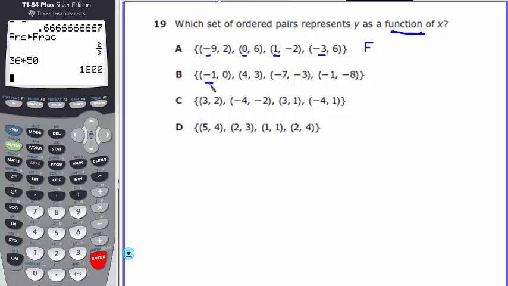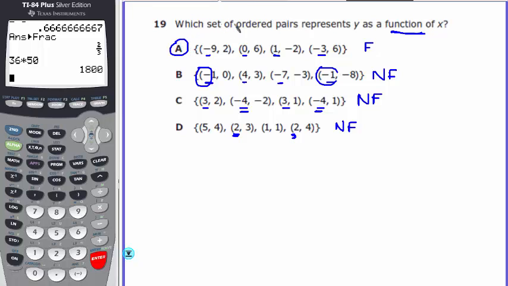On this one, I see that the -1 right here repeats. So that means I know that this is not a function. How about this one? If I look at the x values, I notice that -4 repeats. So because of this, this is not a function. And the last one, let's take a look. The number 2 repeats. I can see right there, so it's not a function. Okay? So in this problem, the right answer is letter A.